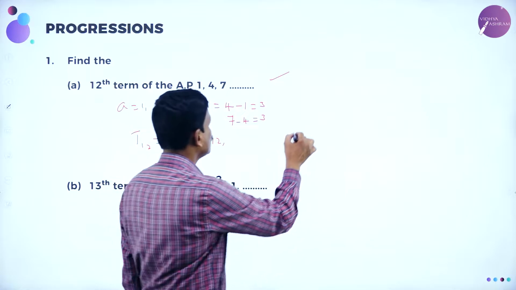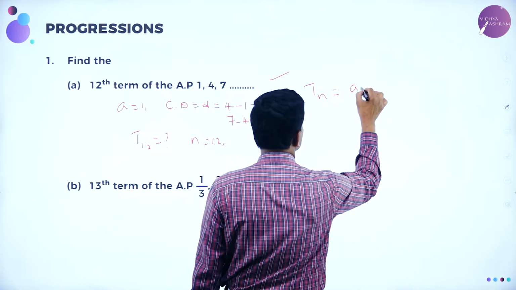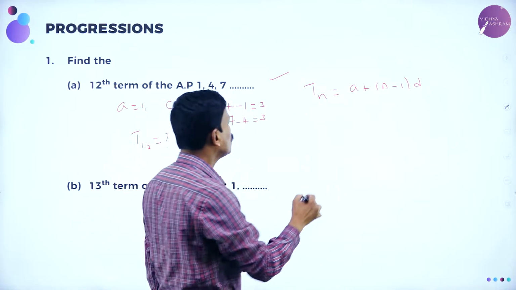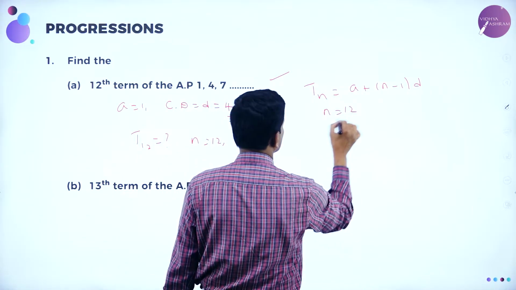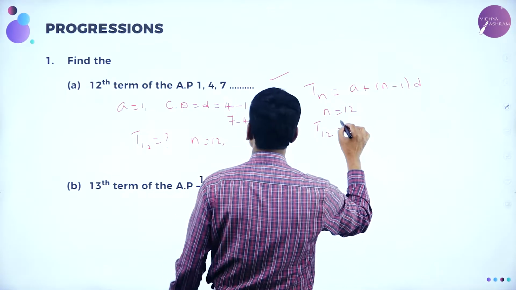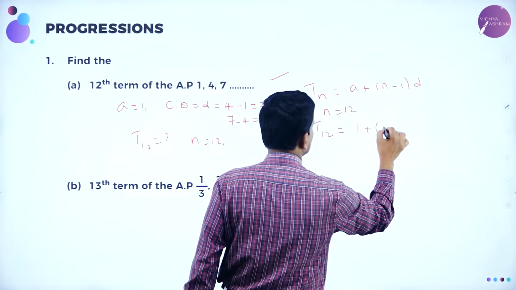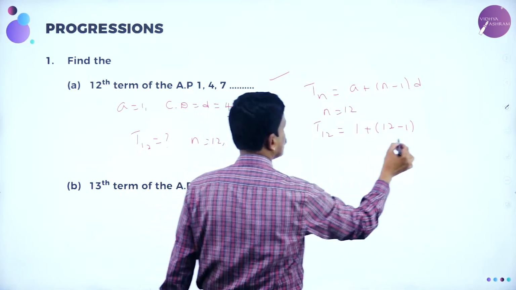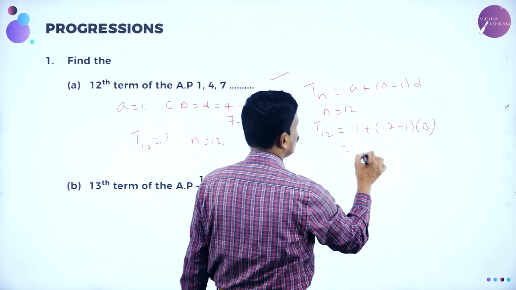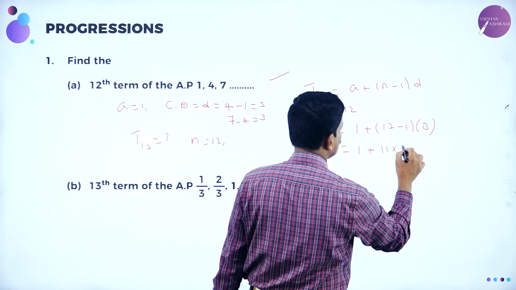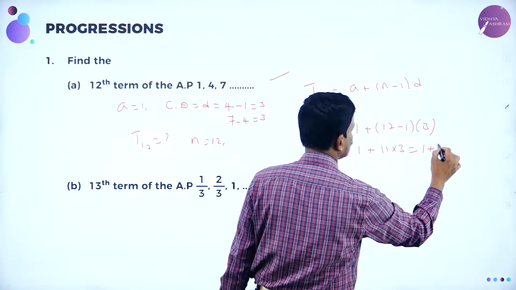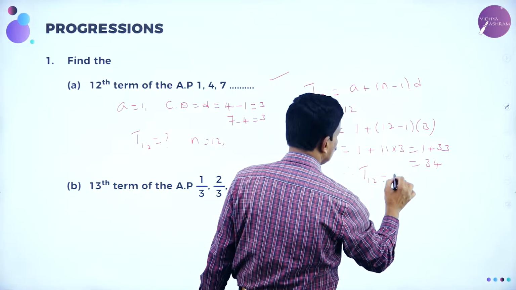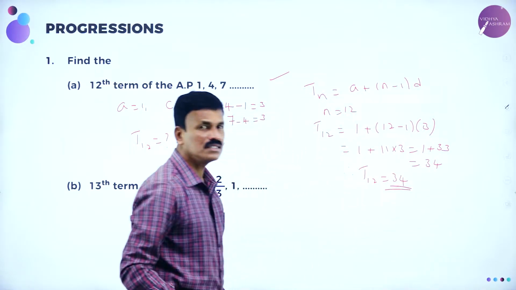Now what is the formula for the nth term? Tn is equal to A plus n minus 1 into D. Now put n is equal to 12. T12 is equal to A, and A is the first term 1, plus 12 minus 1 into D, and the common difference D is 3. Substitute here: 1 plus 12 minus 1 is 11 into 3. That is 1 plus 33, which is equal to 34. So the 12th term of the given sequence is 34.